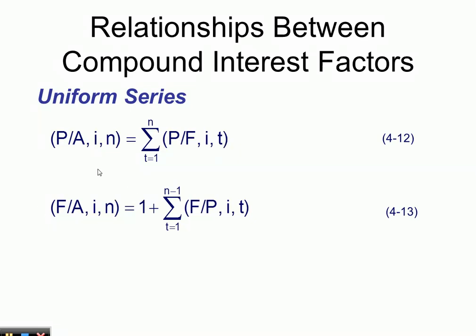In a similar way, we can represent the discount factor of F given A as 1 plus the sum of the F given P's. So F given P's are single payment discount factors. Also notice that we can move from A given P to A given F by just adding an i.